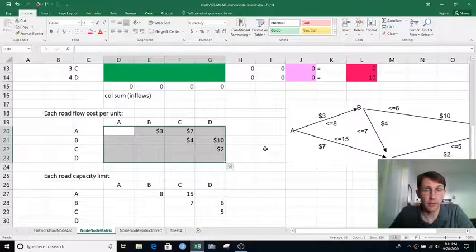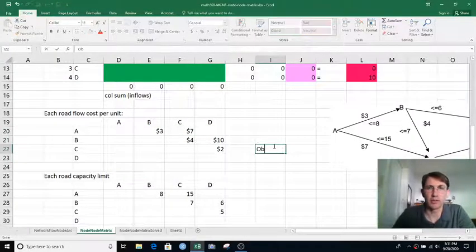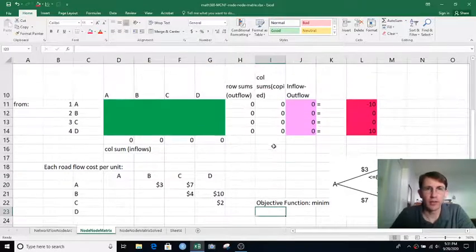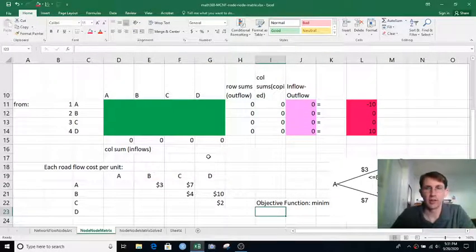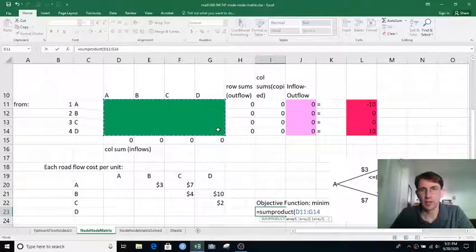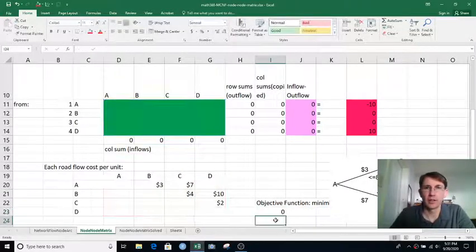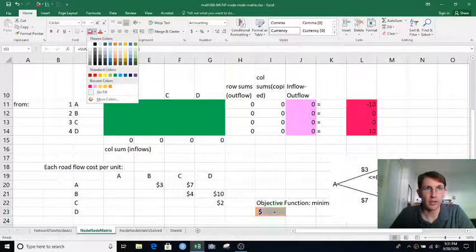I'd say these are related to objective function values. So we could say, here's our objective function: minimize total cost. So how can I take these dollar amounts and apply them to these flow amounts? Turns out some product comes to our rescue again. We can say multiply the flow amounts by the dollar amounts. And that's a dollar amount, so I'll give it $ formatting, and we'll color it orange.